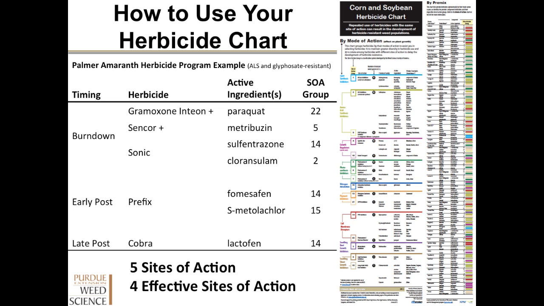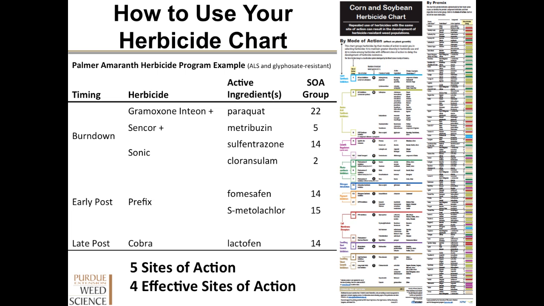effective sites of action. The one that's not effective, again, this is an ALS and glyphosate resistant population. So that chloransulam that's in Sonic, that site of action group number is 2, so that's an ALS site of action, so that is not an effective site of action. We only have 4 effective sites of action.